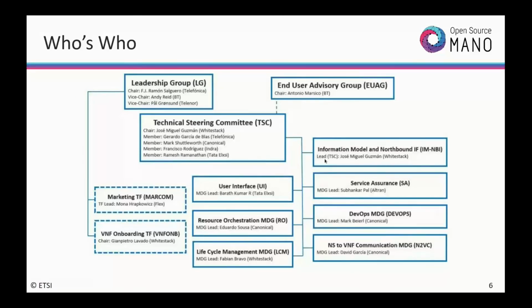Here's that information model and northbound interface that I mentioned. You can see that the chair of the technical steering committee is Jose Miguel. And so he is what we would consider the final authority on approving changes for the information model and northbound interface. Service assurance is led by Subhankar, and that encompasses Mon and Paul, as well as placement would come under this as well.